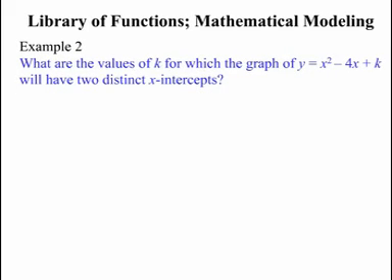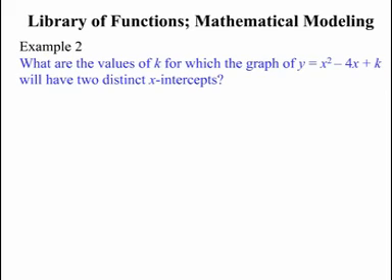Example 2. What are the values of k for which the graph of y equals x squared subtract 4x plus k will have two distinct x-intercepts? This one you've got to think a little bit about. Well, you know it's a parabola. Parabolas open up, open down.